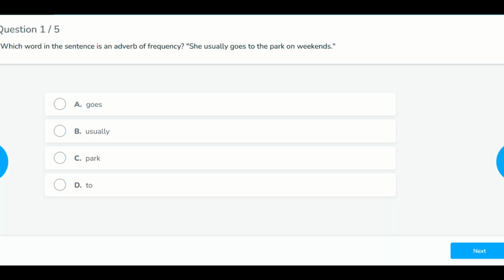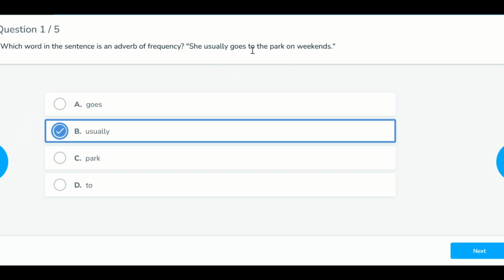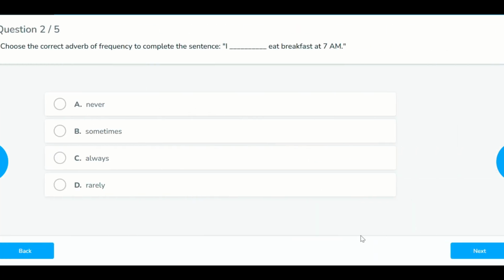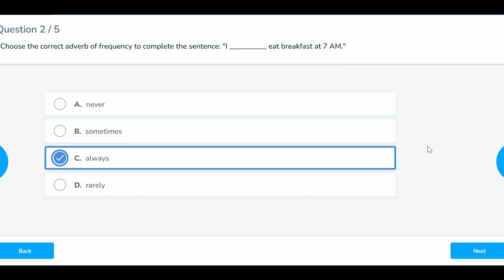Okay, let's take a quiz to see if we understand adverbs of frequency. So which word in this sentence is the adverb? She usually goes to the park on weekends. Usually, that tells us that it's a regular thing that she does. She goes to the park on weekends, most weekends. Let's choose the correct adverb of frequency to complete the sentence. I eat breakfast at 7 a.m. I always eat breakfast at 7 a.m.